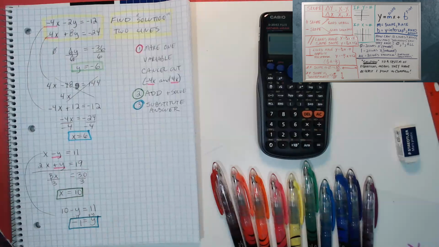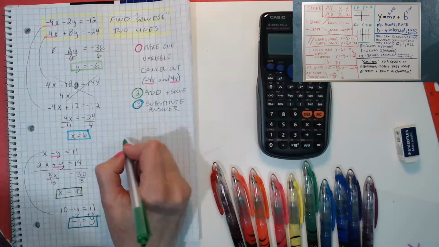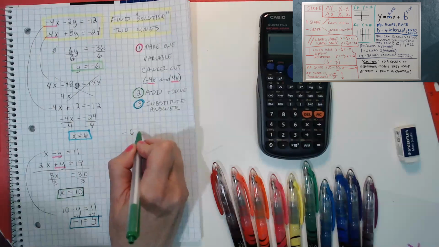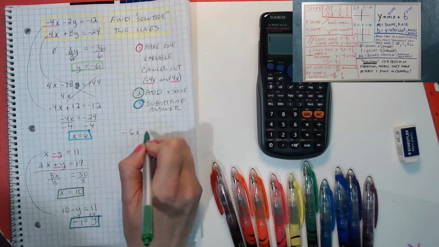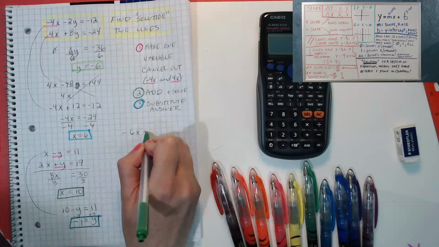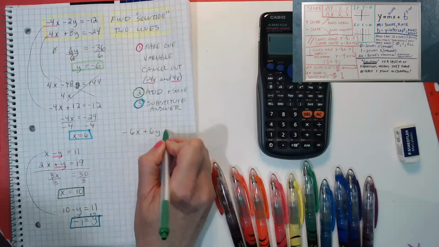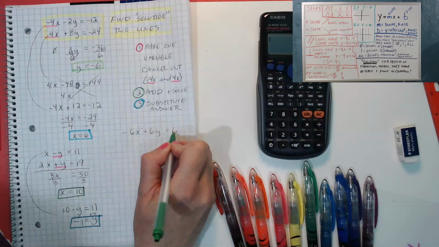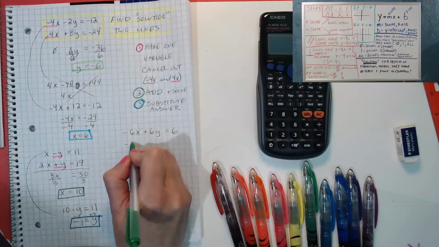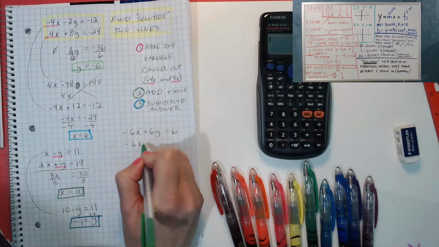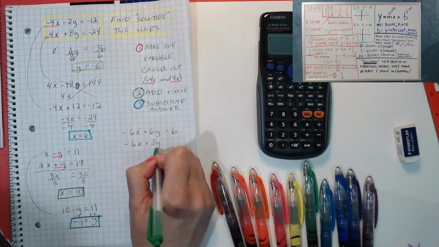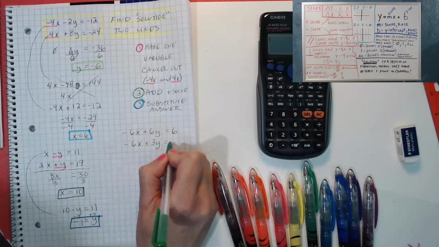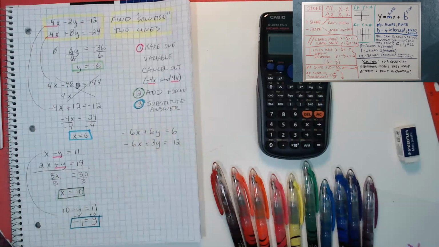Let's try one where you have to change something minor. Let's do -6x plus 6y equals 6, and -6x plus 3y equals -12.